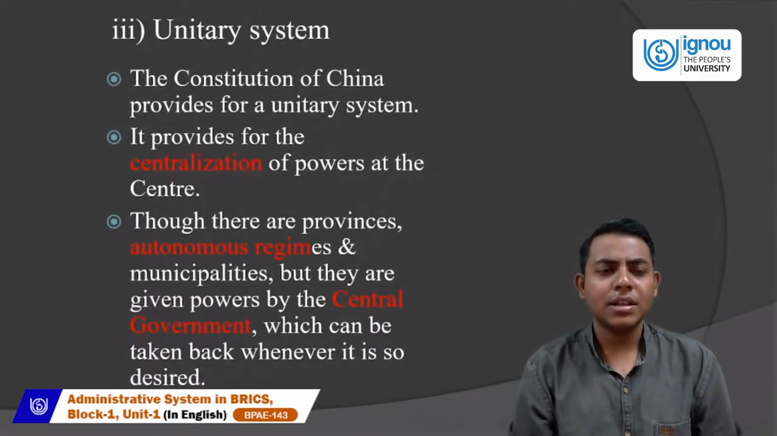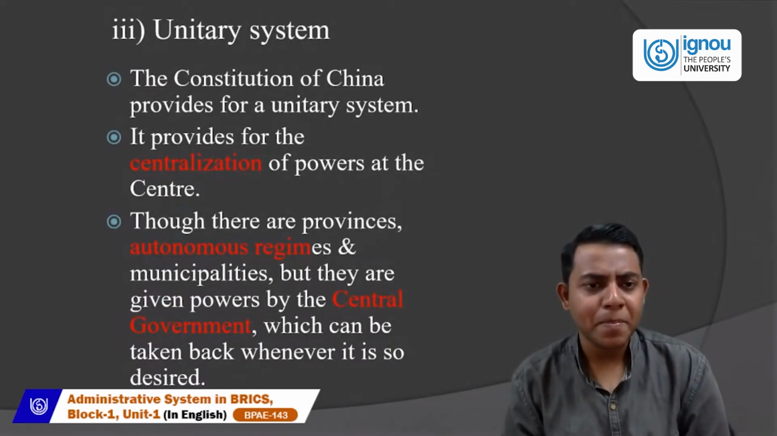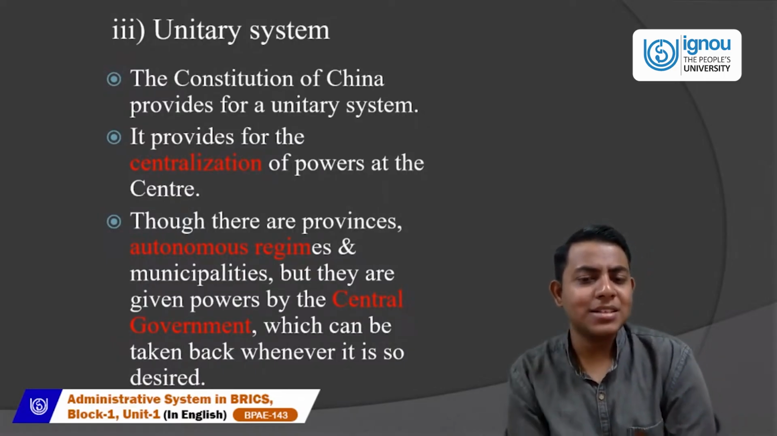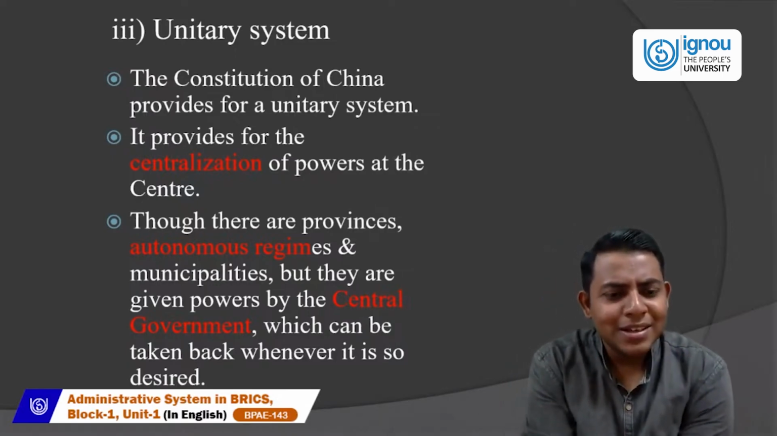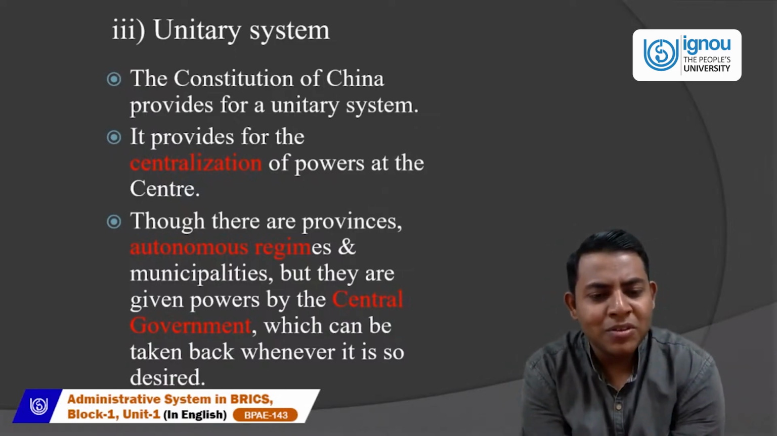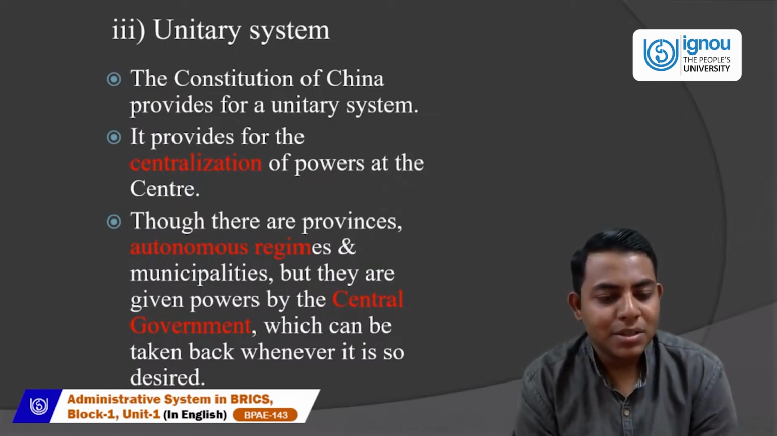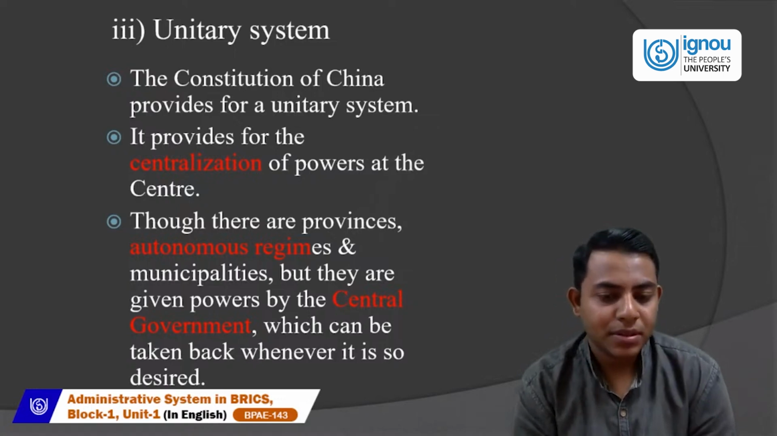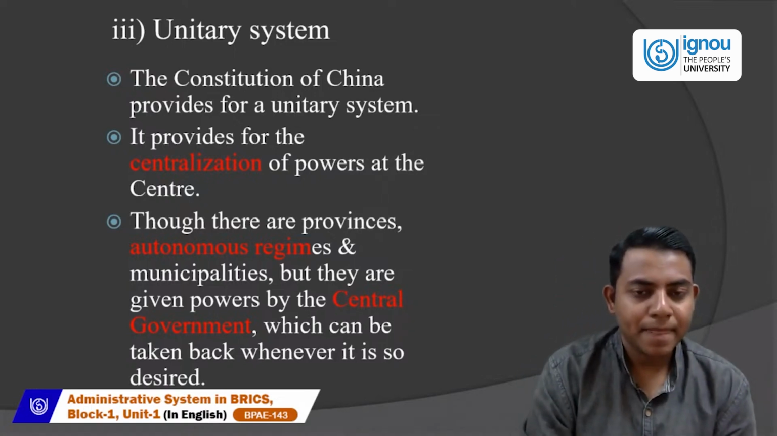Another feature of the Chinese Constitution is the unitary system. The Constitution of China provides for a unitary system. It provides for the centralization of powers at the center. Although there are provinces, autonomous regions, and municipalities, they are given powers by the central government, which can be taken back whenever it is so desired.